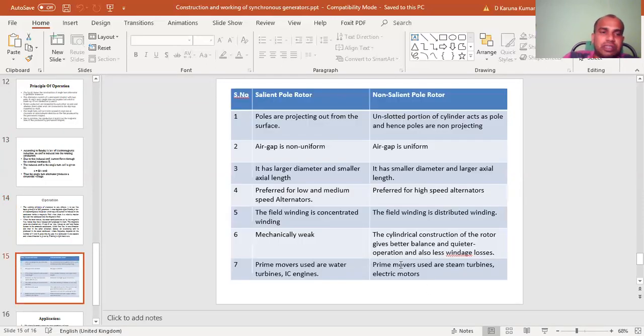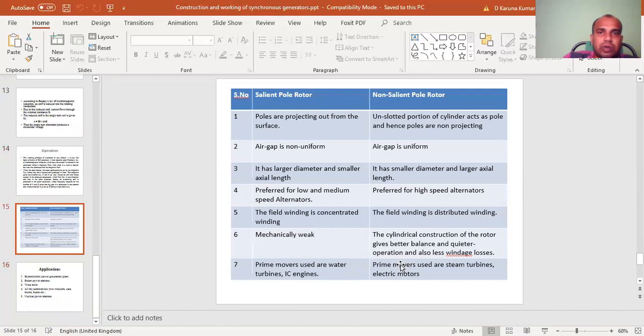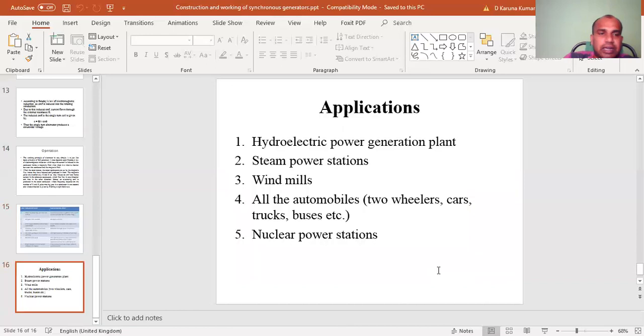What is the difference between the salient pole rotor and the non-salient pole rotor? In the salient pole rotor the poles are projecting out from the surface; in the non-salient pole rotor they are non-projecting. The air gap is non-uniform in the salient pole rotor and uniform in the non-salient. Salient has a large diameter; non-salient has a small diameter. Salient is a low and medium speed alternator; non-salient is a high speed alternator. The field winding is concentrated in the salient and distributed in the non-salient. Salient is mechanically weak, non-salient is very strong. The prime movers for the salient are hydraulic turbines and IC engines. The prime movers for the non-salient are steam turbines and electrical motors.